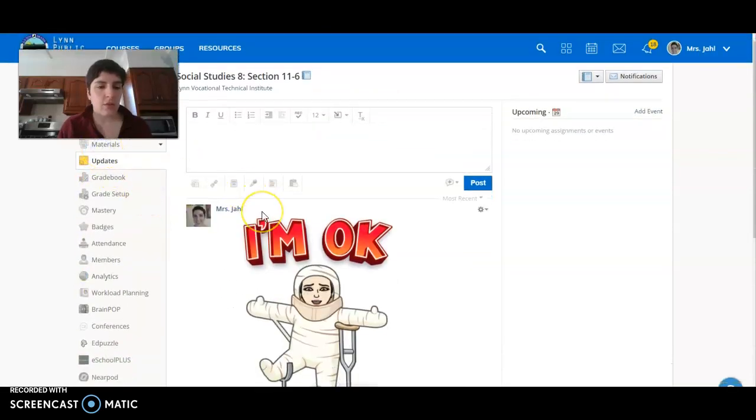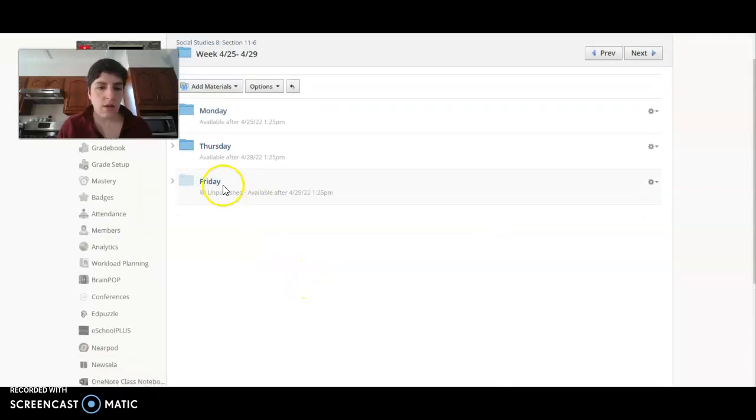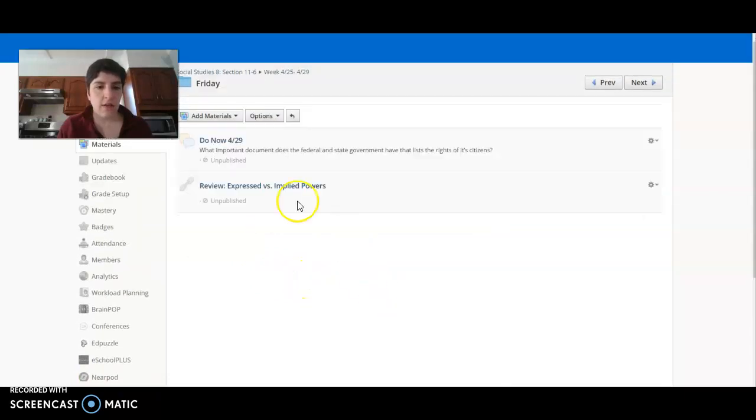That is under materials. That is under today's folder, which is Friday's folder. Right here, and under Friday you'll see this review. This is express versus implied powers. This video brings you to my YouTube channel, and you just watch this quick video that talks about those types of powers. We've gone over it before, but if you don't remember it, you have to watch this video. If you sort of remember it, you should still be watching the video.